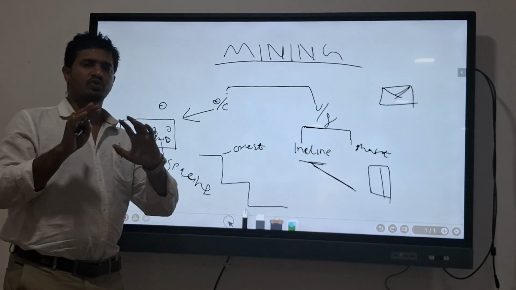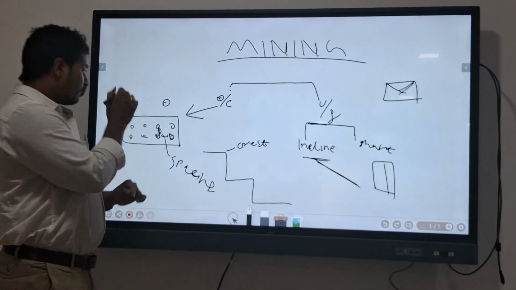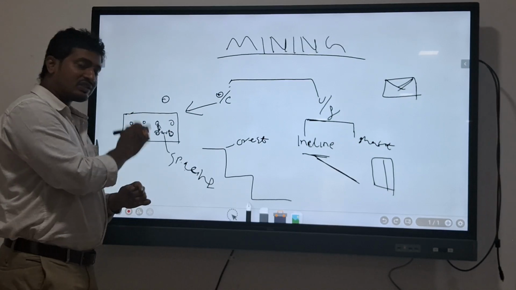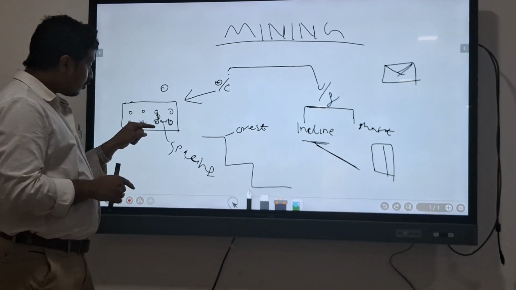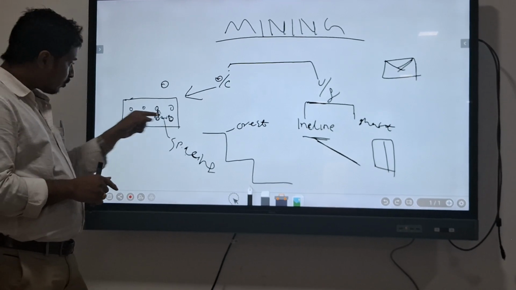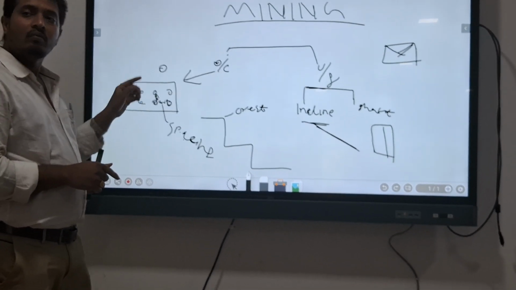Some students are confused about what is spacing and what is burden. One hole to another hole distance in a row is called spacing. But the distance from one row to another row is called burden.